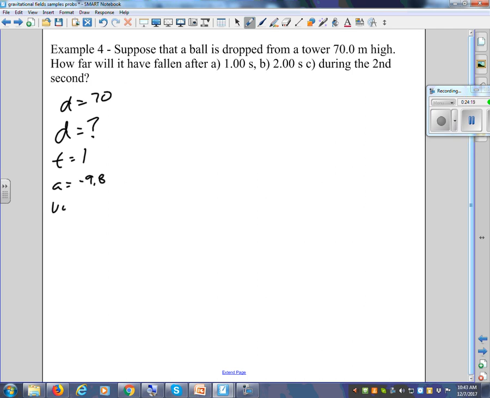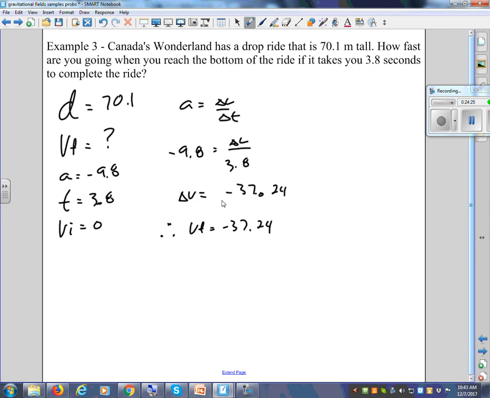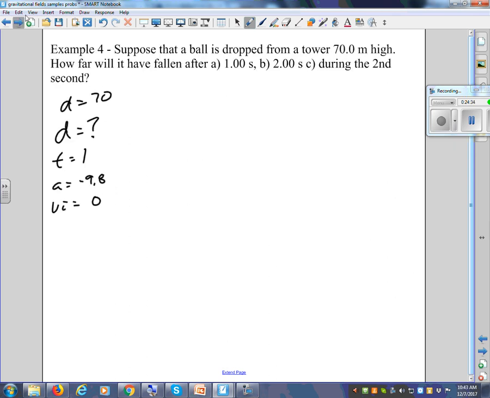Minus 9.8, and what's the VI? 0. So is this not literally the same as this? Is it not exactly the same when you boil it down? Because the V doesn't matter, right? I think it's exactly the same. A equals delta V over delta T. Minus 9.8 is equal to delta V over 1 second. Oh, this is going to be easy. I'm not even going to need a calculator. Minus 9.8. But I've got to know how far.